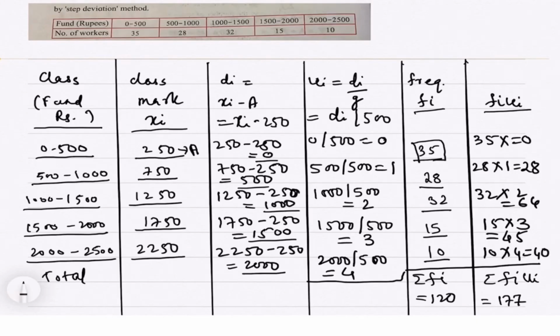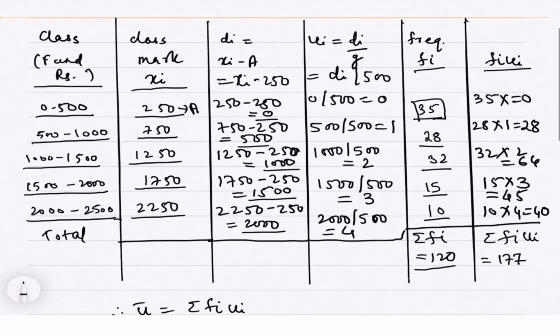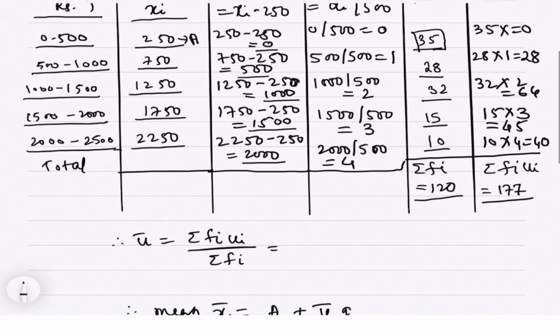Now we want the additions. Which additions do we want? The totals? Yes, it is for sum Fi as usual. It is 120. And sum Fi Ui, that is 0 plus 28 plus 64 plus 45 plus 40. Addition is 177. Next, we calculate U bar as sum Fi Ui upon sum Fi.